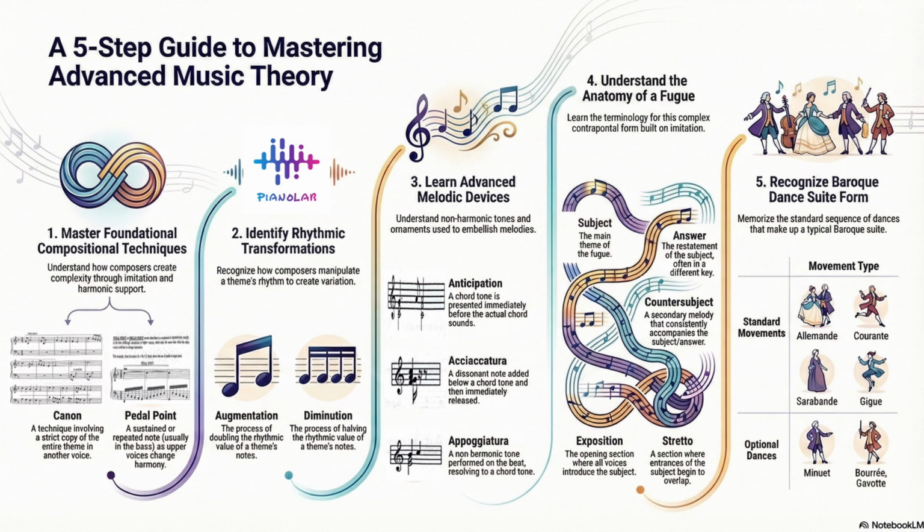Then comes the emotional core of the suite. The Sarabande, always a slow triple meter, very dignified. It's often characterized by this deliberate heavy accent on the second beat. It's the expressive heart of the work.